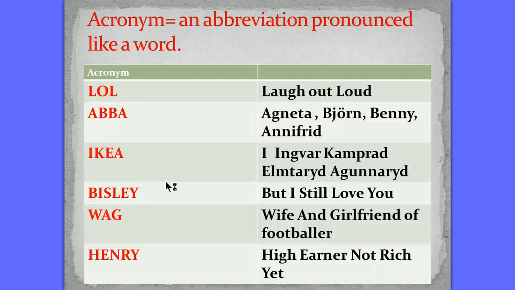ABBA: Agneta, Björn, Benny, Anni-Frid. IKEA: Ingvar Kamprad, Elmtaryd, Agunnaryd. BIBY: but I still love you. When you give some criticism, you might write BIBY afterwards to make it more soft. WAG: wife and girlfriend of footballer, like Posh Spice. And HENRY, we didn't put that in. HENRY: high earner, not rich yet. People who are trying to make their fortune.